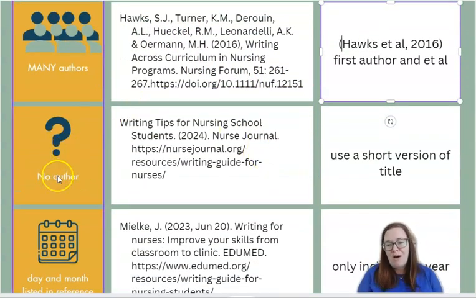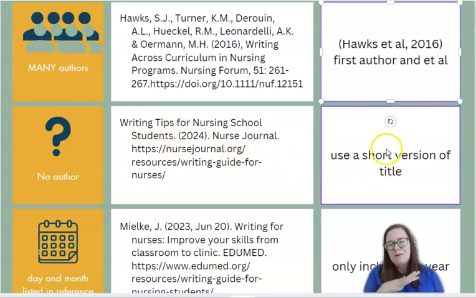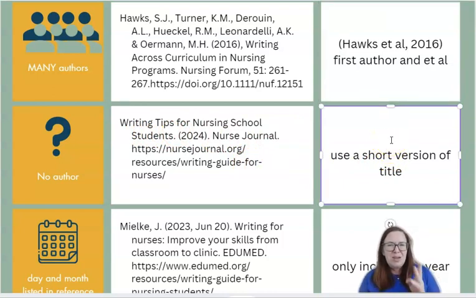What if there's no author? This article from Nurse Journal didn't have an author, just said it was written by staff. So we remember from the reference list that we put the title of the article first. And we do a similar thing in the in-text citation, but just a shortened version. So either the first 2 or 3 words, whatever makes sense. For me, I think this writing tips makes most sense. So I'm going to write that, writing tips.